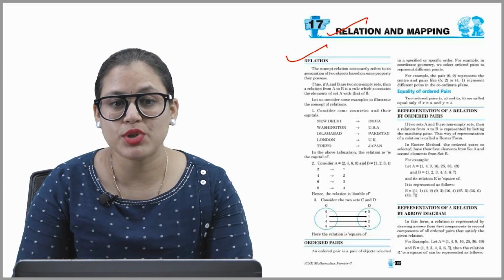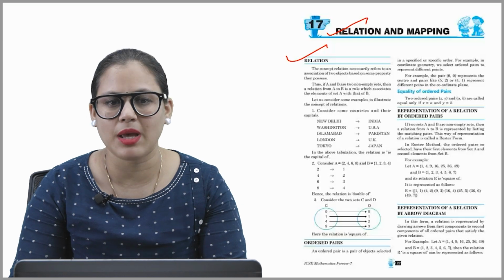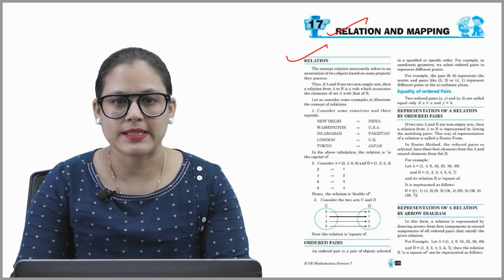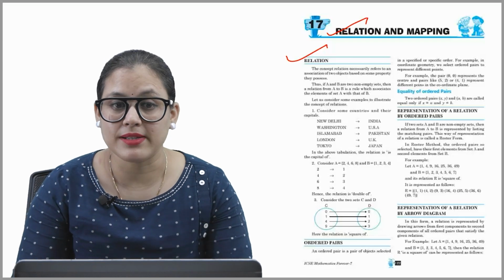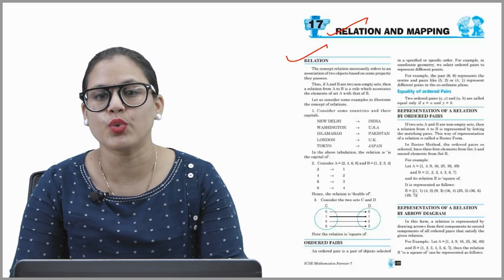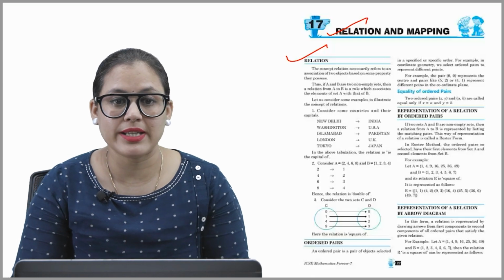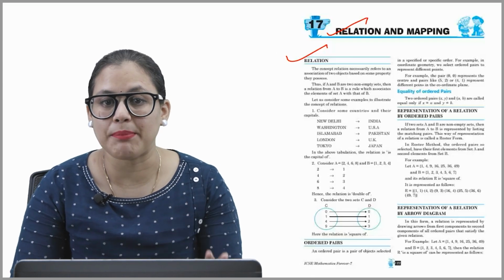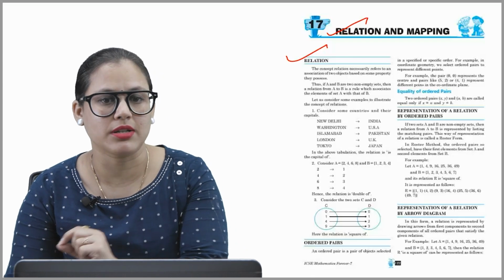Let us consider some examples to illustrate the concept of relations. Number one, consider some countries and their capitals. Like New Delhi is the capital of India, Washington is the capital of USA, Islamabad is the capital of Pakistan, London is the capital of UK, and Tokyo is the capital of Japan. So in the above tabulation, the relation is "the capital of", means New Delhi is the capital of India, right?